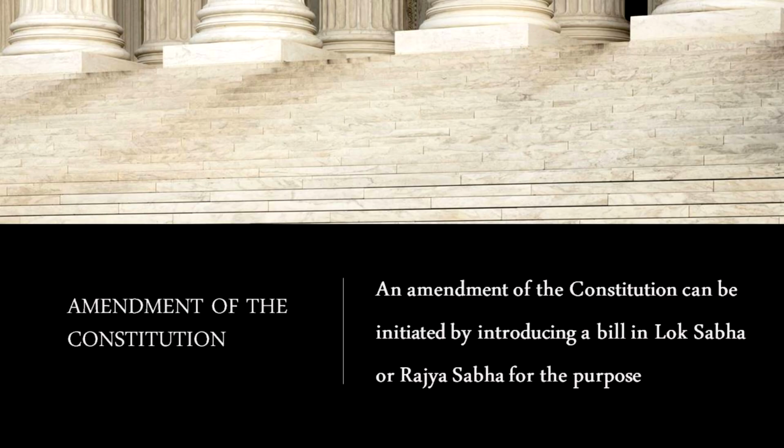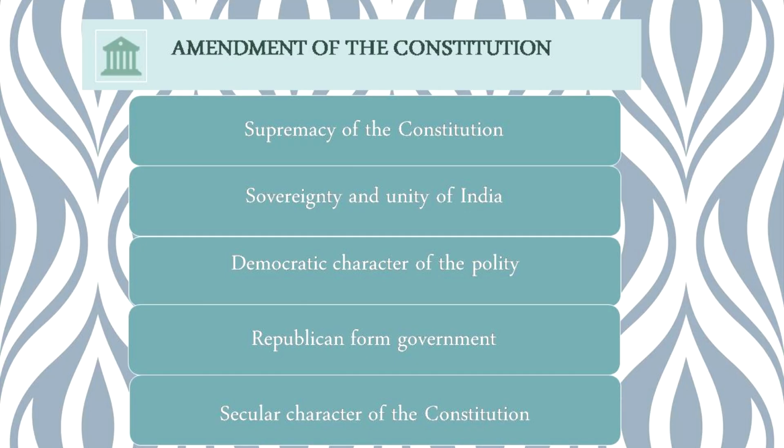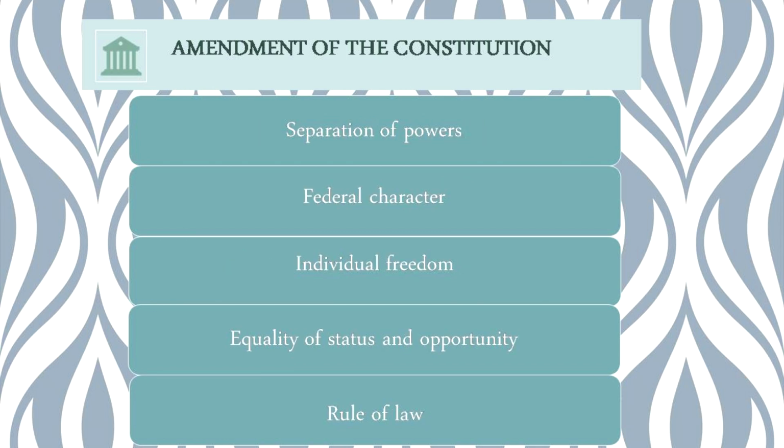An amendment of the Constitution can be initiated by introducing a bill in the Lok Sabha or the Rajya Sabha for this purpose. While the amendment is allowed, certain things have to be kept as the core values of the Constitution. These are: supremacy of the Constitution must be maintained, sovereignty and unity of India, democratic character of the polity, republican form of government, secular character of the Constitution, separation of powers between the state, centre and the executives, federal character, individual freedom of the citizens, equality of status and opportunity, and the rule of law being supreme. Unless all these are maintained, no amendments would be possible. So, the amendments can be done keeping in view all these principles.